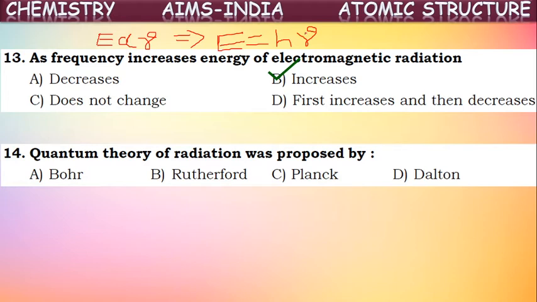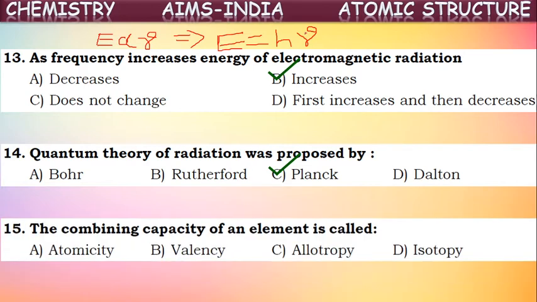Next one. Quantum theory of radiation was proposed by... Who proposed this quantum theory of radiation? Max Planck. What did he say in that? Energy emitted by the particles is not continuous. It is discontinuous, in the form of small packets called quanta or photons. The energy of each photon is directly proportional to the frequency of that electromagnetic radiation. So this theory, called the quantum theory of radiation, was proposed by Max Planck.